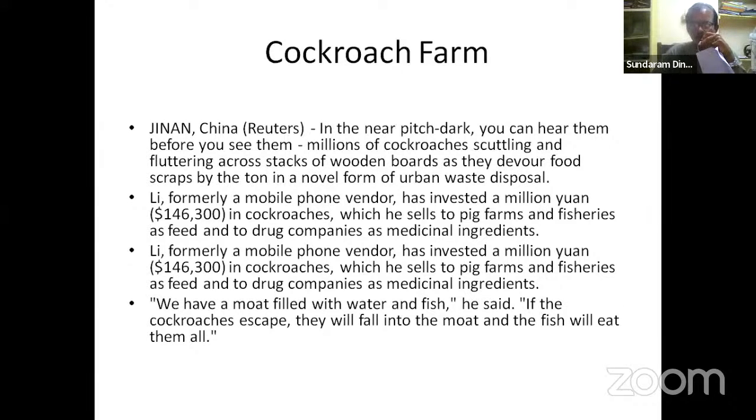So we have a more filled with water and fish, he said. If the cockroaches escape, they will trail or can be fed by the fishes.